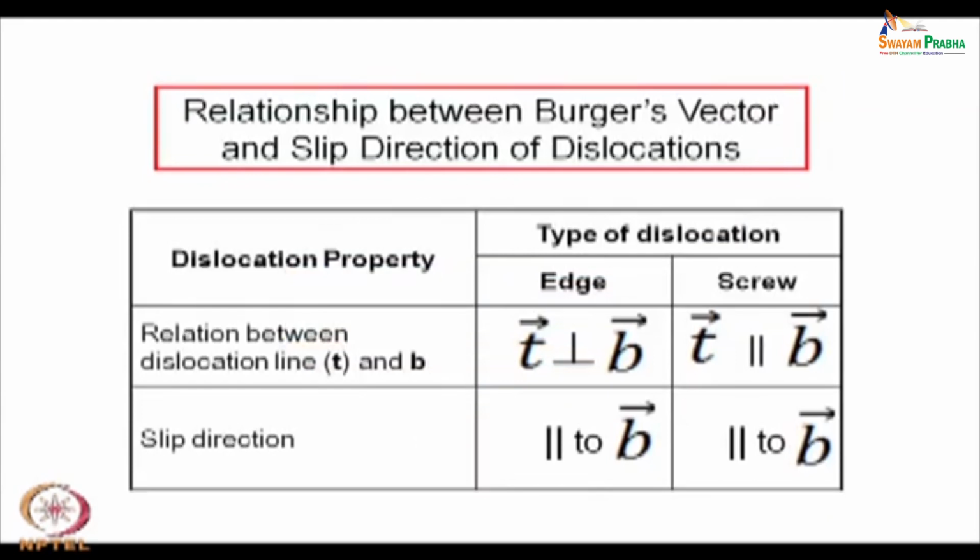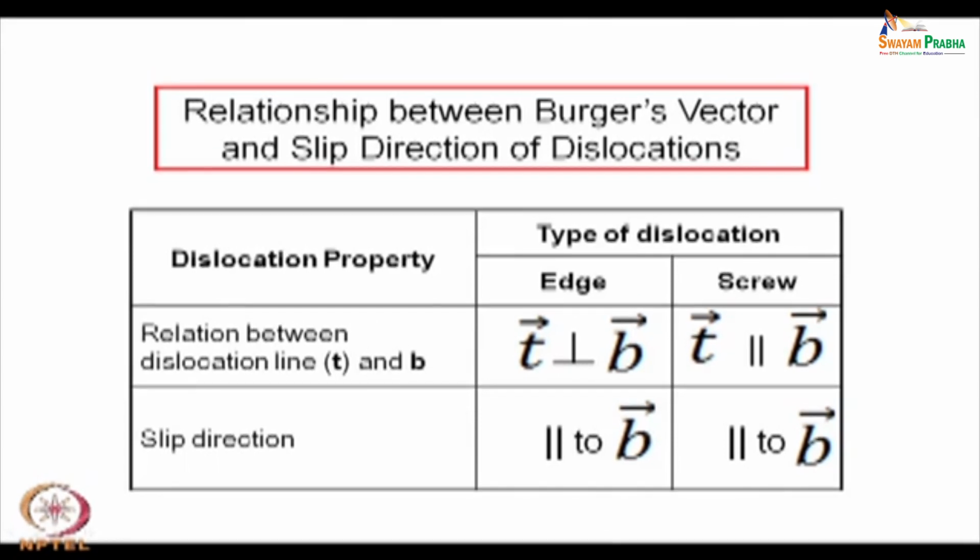The relationship between the Burgers vector and the slip direction of dislocations is this: in the case of an edge dislocation, the tangent vector is perpendicular to the B vector, the Burgers vector, whereas in a screw dislocation the tangent vector is parallel to the B vector. But the slip direction is always in the direction of the Burgers vector, because the Burgers vector determines the direction and magnitude of the slip also.